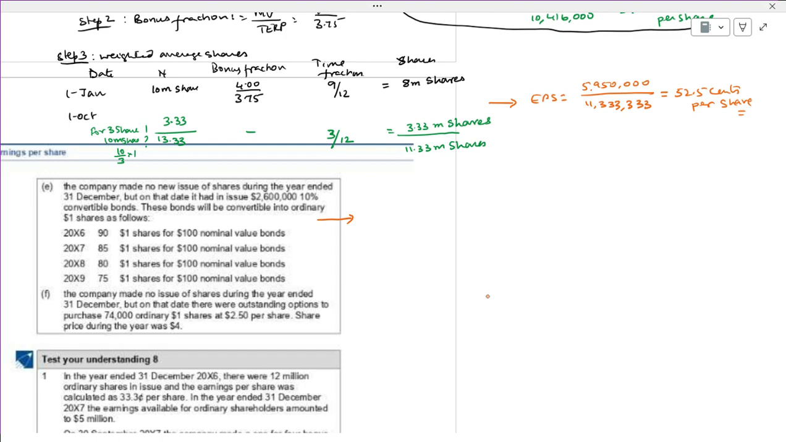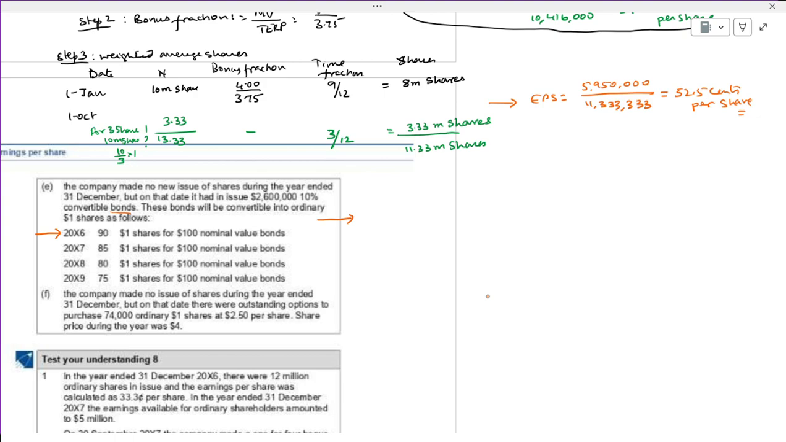The company made no new issue of shares during the year ended 31st, but to date it had issued 2.6 convertible bonds. These bonds can be converted into ordinary shares as follows. What I told you yesterday: we have to take the first year only. They will give you for 4 years, 5 years, 3 years. We have to stick to the first year only.